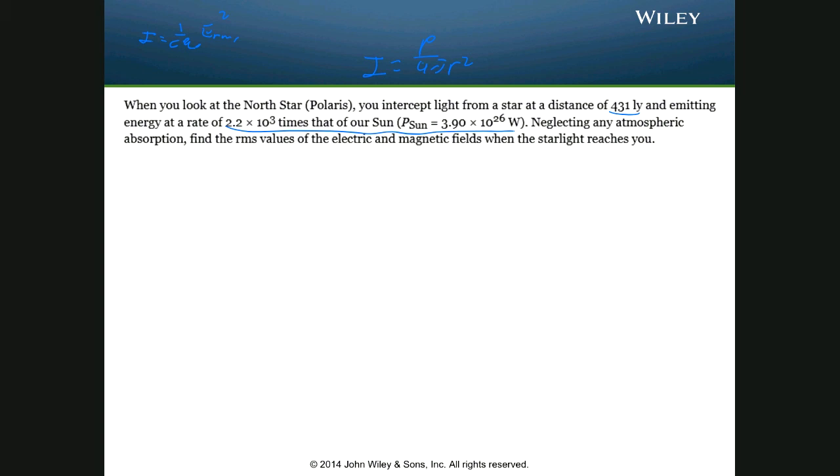So, like I said, this wasn't a terribly difficult problem, right? So what we can look at here is that both of these I's are equal to each other. So on one half you have 1 over c mu naught E squared, and that's going to be RMS, and that's going to equal the power from the source over 4 pi r squared.